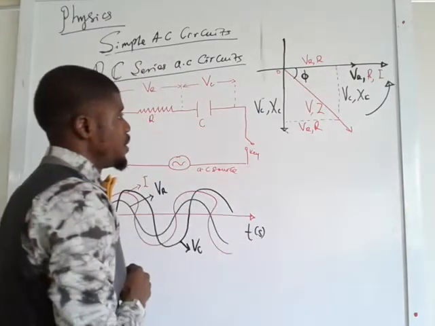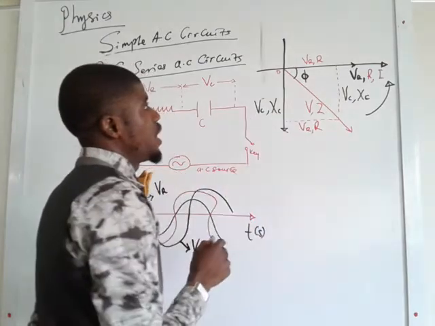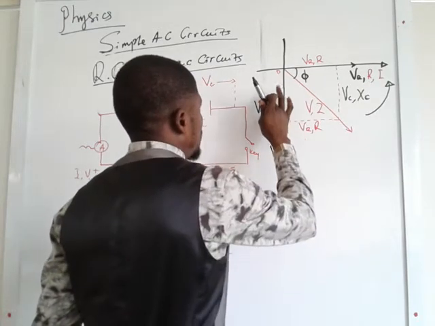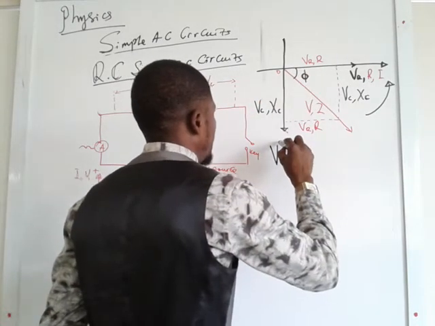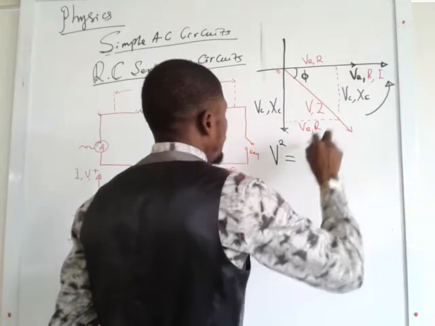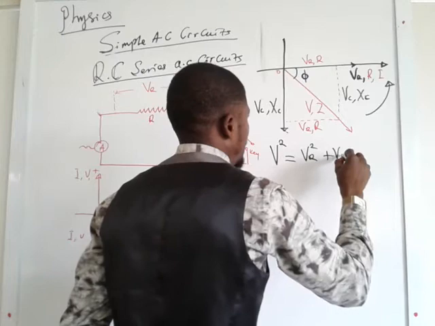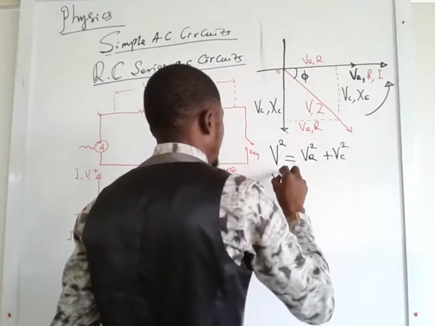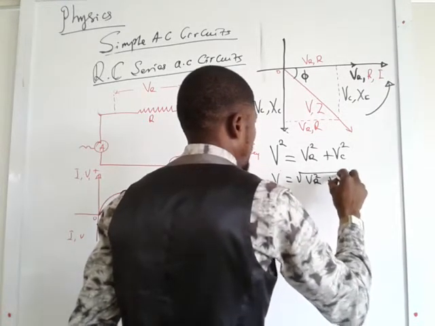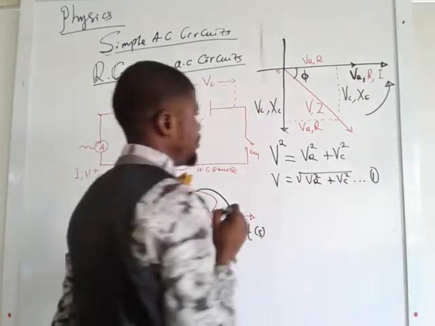Then let's start writing. From this diagram you see on the board, from your SOHCAHTOA and also Pythagoras theorem, we write the effective voltage in the circuit: V squared equals V_R squared plus V_C squared. So your V equals the root of V_R squared plus V_C squared. Let's call this our equation number 1.